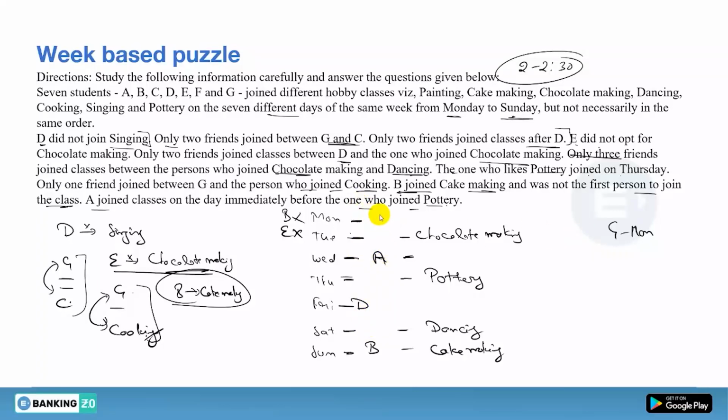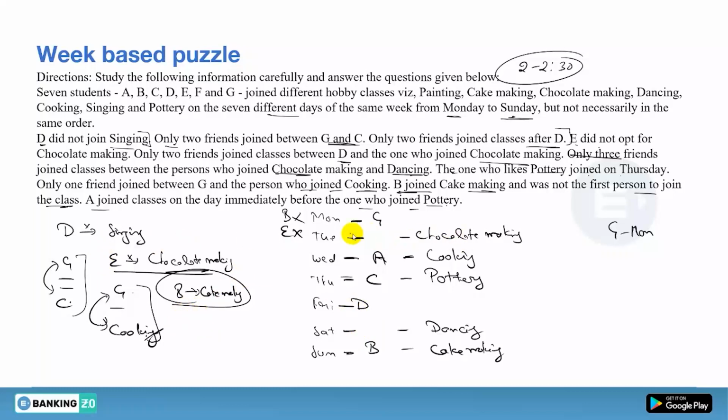So it is obviously the only possibility for G is on Monday, leaving 1, Wednesday it must be cooking, and leaving 2, C must be on Thursday. Yes or no? Is it clear or not? Done? Okay. Now, next, what can we have?